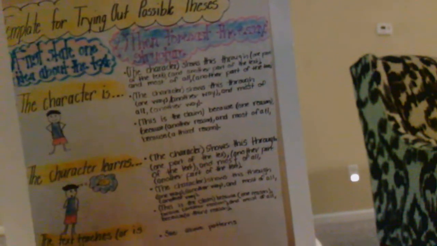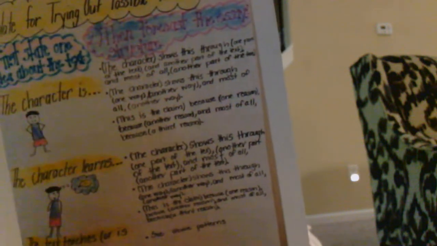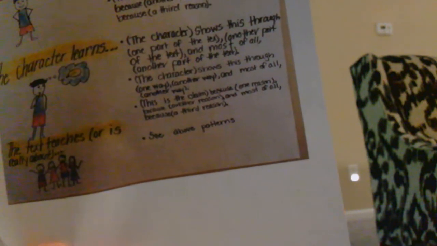So the very first thing we need to do, before we even plan boxes and bullets, or actually now that you've done your boxes and bullets, you need to go back and make sure that you've looked at this template for trying out possible theses. Did you try out the character is, or what the character may have learned, or at the bottom, that's that theme part, where it says the text teaches, or the text is really about. So that's one thing that you really want to look at again before you start to flash draft today. So you want to take a look and you want to fit in those things.